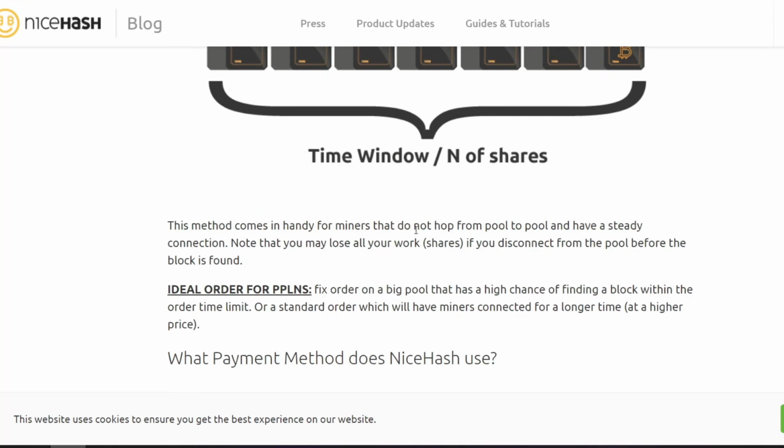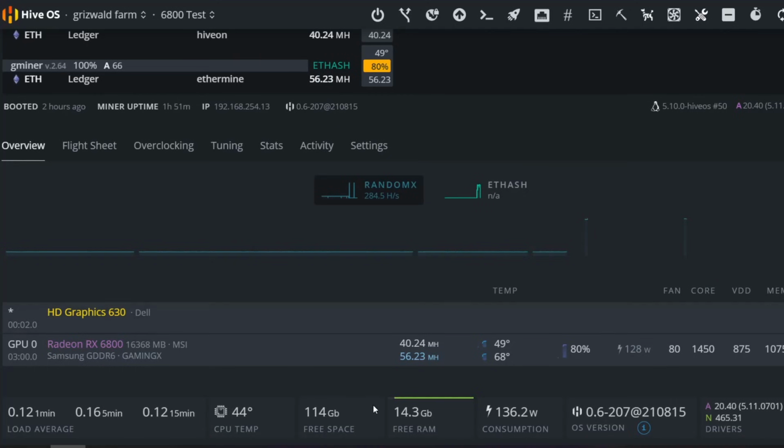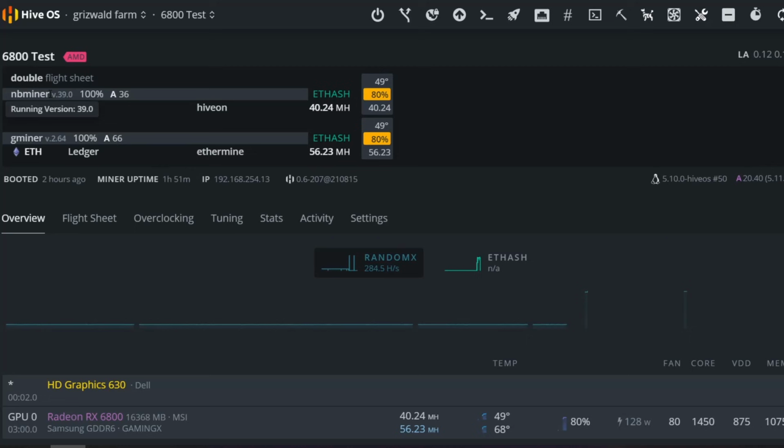So if we scroll down a little bit further, it says right here, this method comes in handy for miners that do not hop off from pool to pool and have a steady connection. Note that you may lose all of your work shares if you disconnect from the pool before a block is found. And see, that's what I'm afraid of. I've been watching this over the last couple of hours especially, and it's switching back and forth. Earlier, NB miner was pulling a little bit more mega hash, and G miner was pulling less, and it kind of switches back and forth.